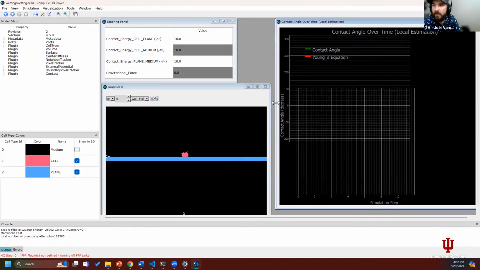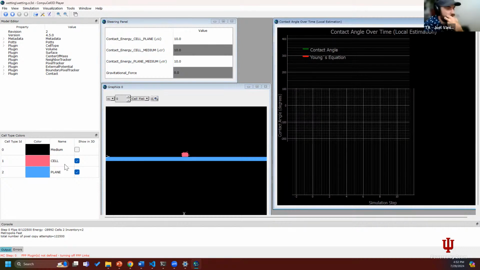So is everyone able to see this single cell over here, the steering panel, and the plot? Maybe initiate another poll since 7 people were asking for more time.